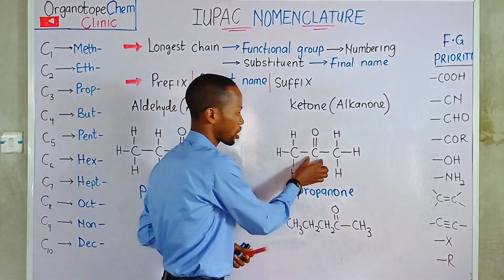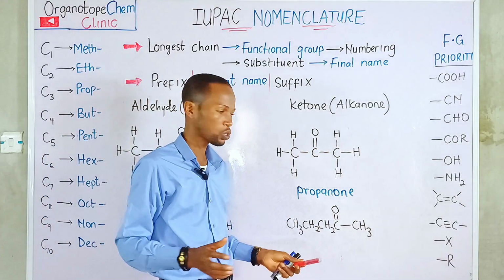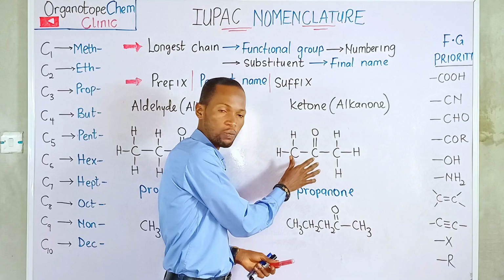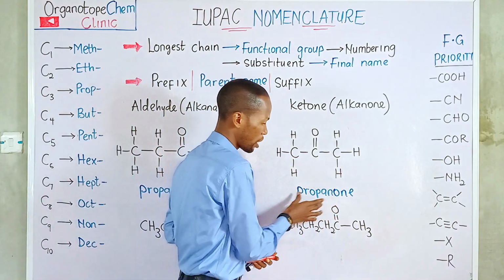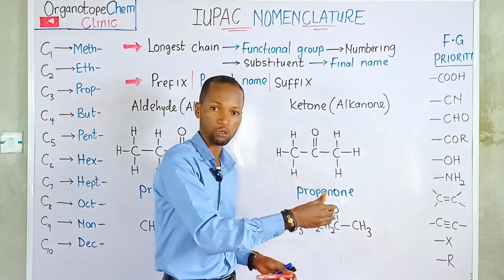So we cannot change the position of the functional group. So we cannot have a positional isomer for this propanone. That is why we have the common name propanone, not propan-2-one.